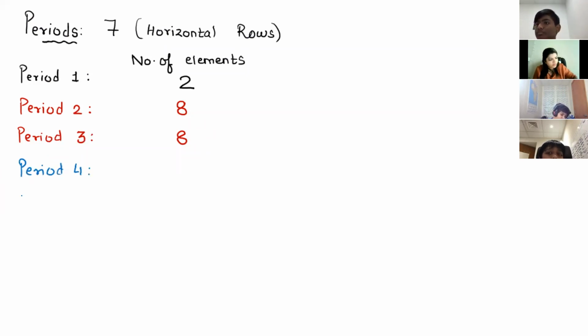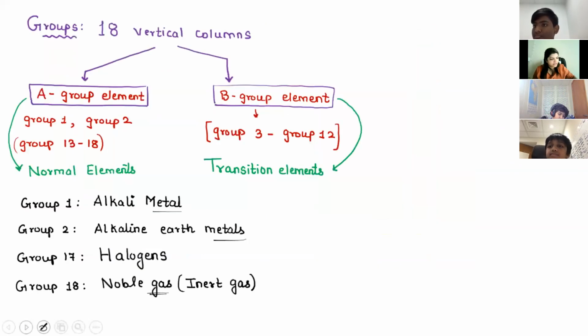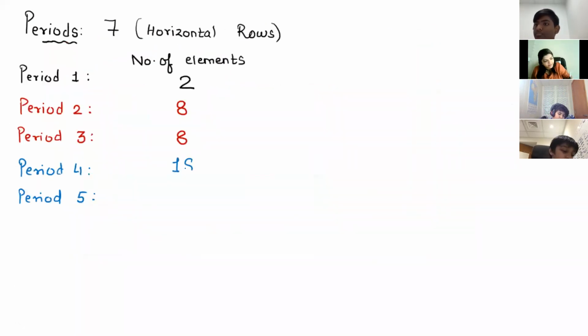Period 4 and period 5. So again in period 5, how many elements? 18. Yes, so 1, 2, 3, 4, 5, 6, 7, 8, 9, 10, 11, 12, 13, 14, 15, 16, 17, 18. So these two, 4 and 5, contain 18 elements.